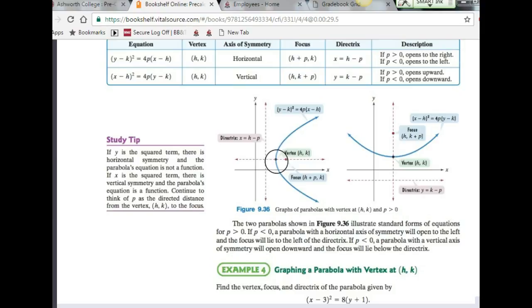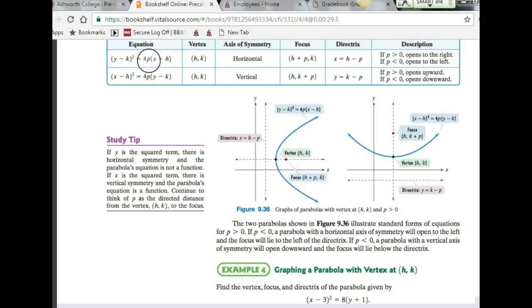Now, how do we know what that distance is? Well, the distance from the vertex to the focus here is always the same as from the vertex to the line of directrix, which is right here. And that value is called P. Now, where does P come from? P comes from right here.